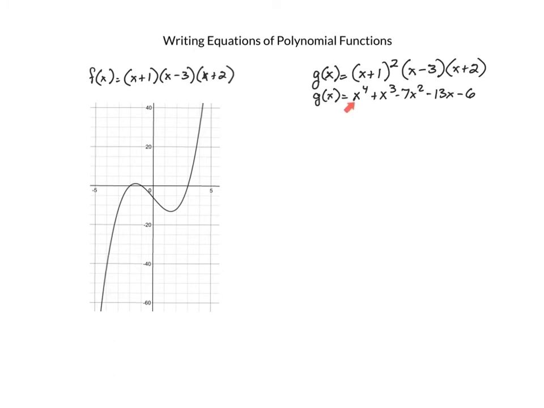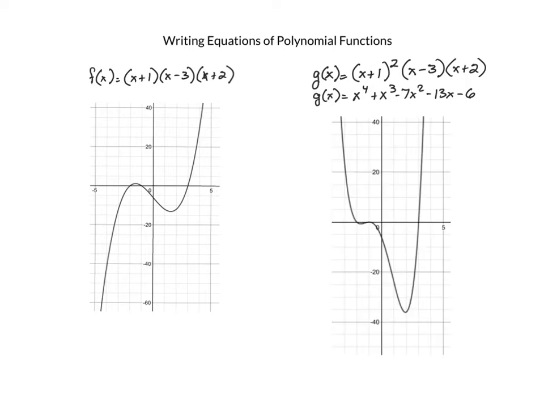And notice this x to the 4th comes from this x squared times this x times this x. So here's our 4th degree polynomial, and let's look at its graph. Notice it's still a smooth and continuous curve, but it looks a little bit different. But what isn't different are the zeros, the x-intercepts. Notice they are at -2, -1, and 3. Those are still the numbers that make these factors equal to 0.